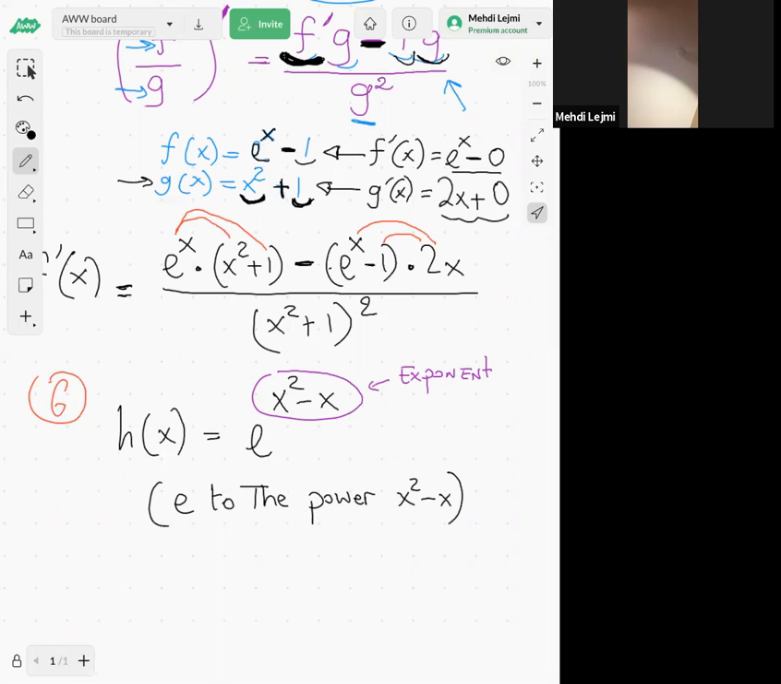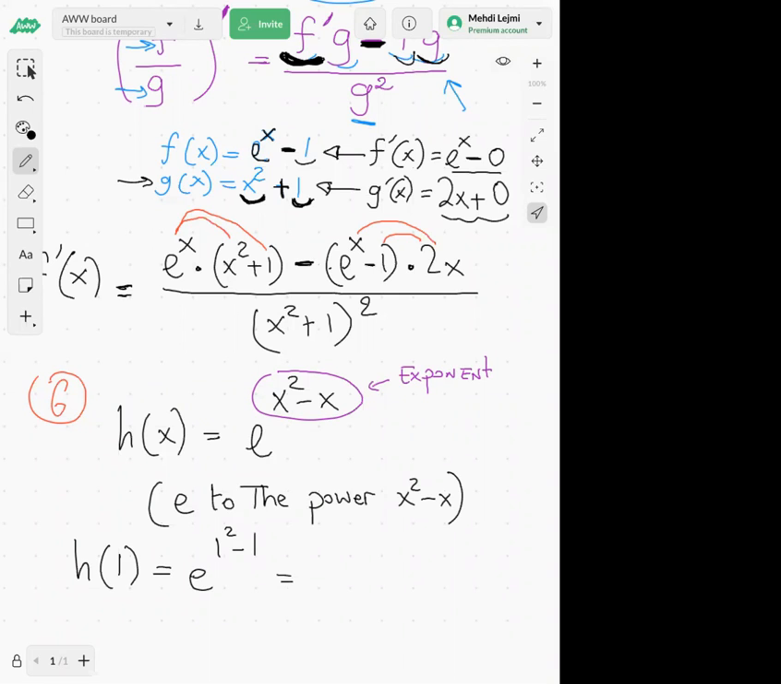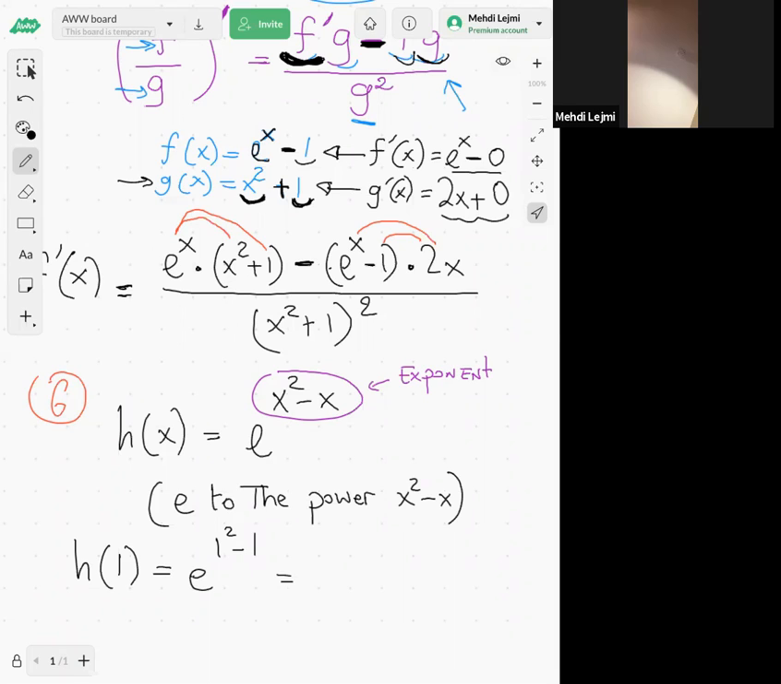So now the question is, for example, what would be h of 1? Let's say you want to evaluate h of 1. You have to plug 1 into the function h. So e to the 1 squared minus 1. So what you do is first you compute the power, this power here. So that's e to the power, 1 squared is 1, so it's 1 minus 1.